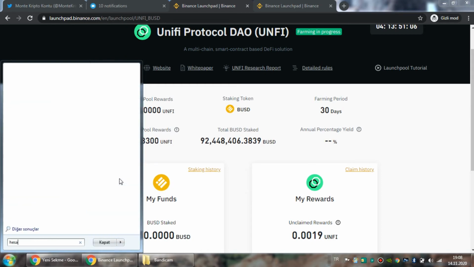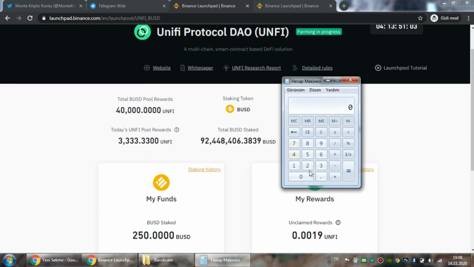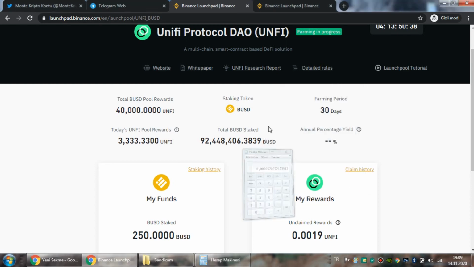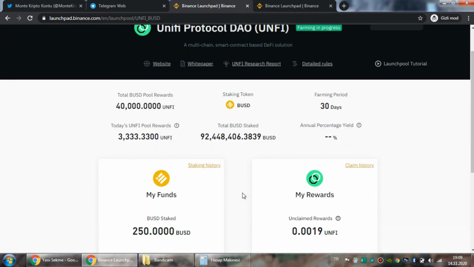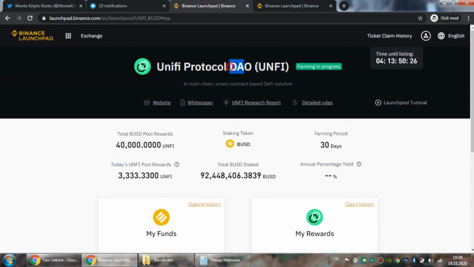Let's open a calculator. 250 divided by 92 million nearly, and then multiplied by 3,333, and that is what I will earn for one day. Okay, I can calculate it like this. Okay, friends, I showed you how you can participate in Unifi protocol DAO on Binance.